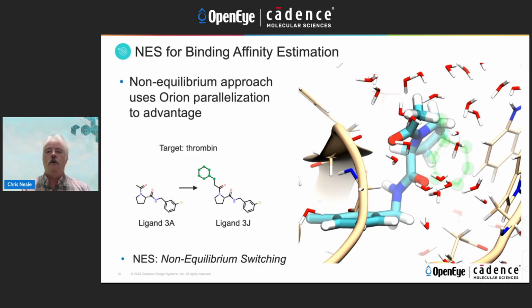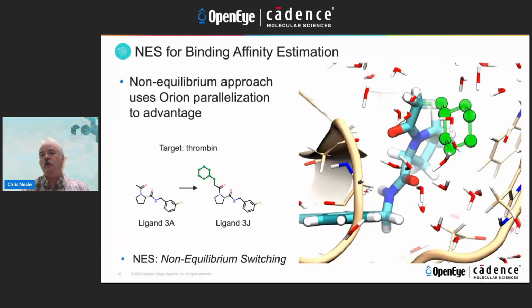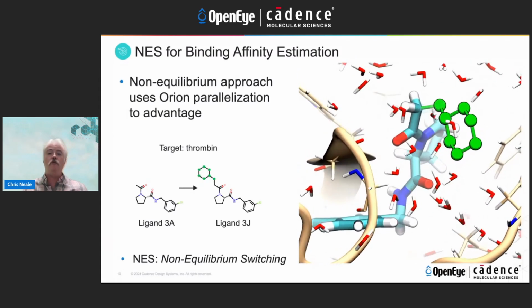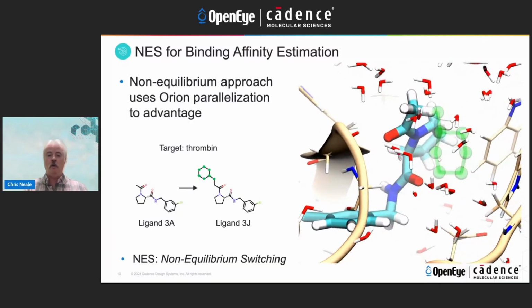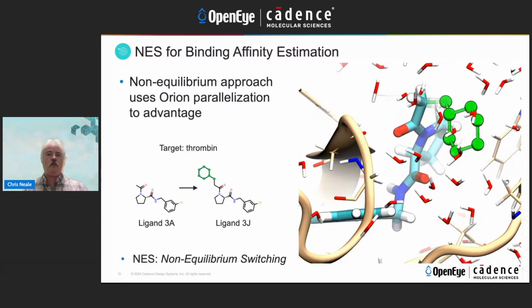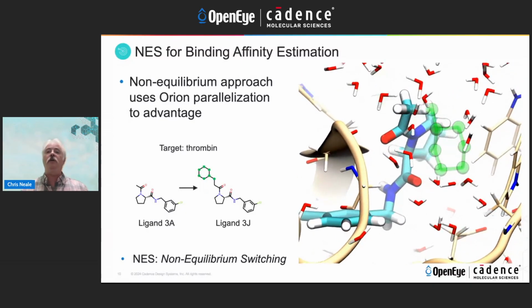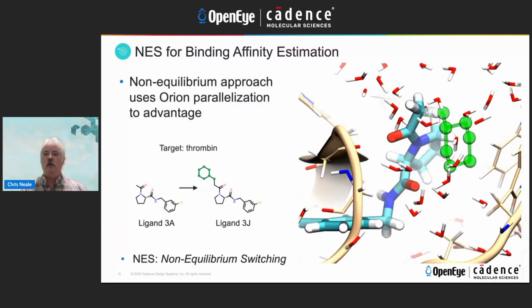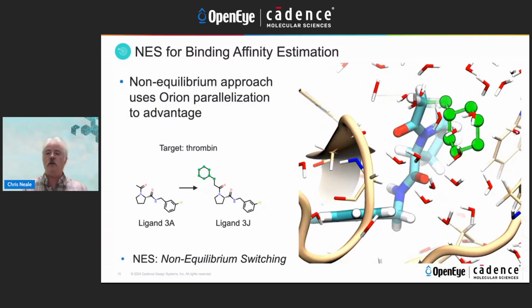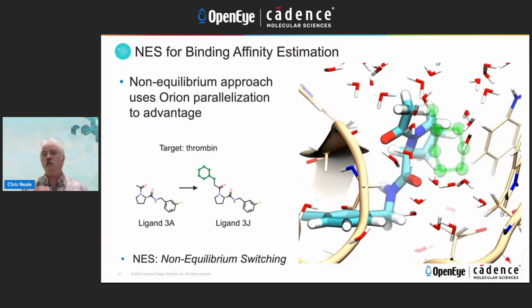I told you that our most accurate and most computationally demanding method is called non-equilibrium switching. On the right, this is a movie of a non-equilibrium switch where we're directly morphing one ligand into another ligand. And in this case, we've got a hydrogen that's disappearing and an alkyl cyclohexyl that's appearing in its place. That's what's in green. Of course, this change in chemical identity is happening in explicit water and in the context of the protein binding pocket.